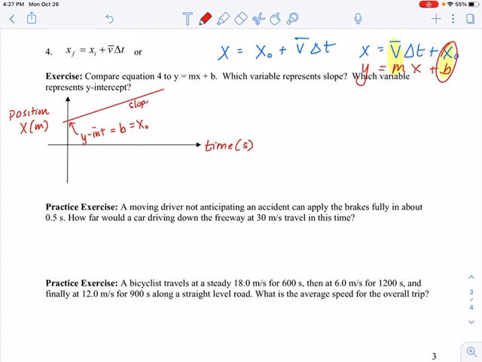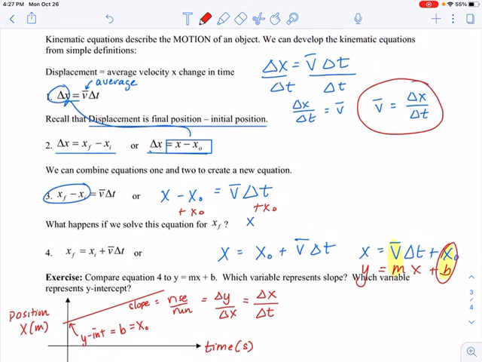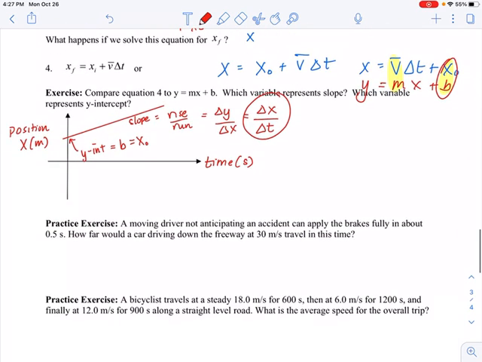And then my slope, which is rise over run, which is change in, usually we say change in y over change in x, but what is on the y-axis here? What's on the y-axis is change in position. What's on the x-axis? Change in time. And what we saw earlier is that change in position over change in time is average velocity. So here we see that slope is equal to average velocity.